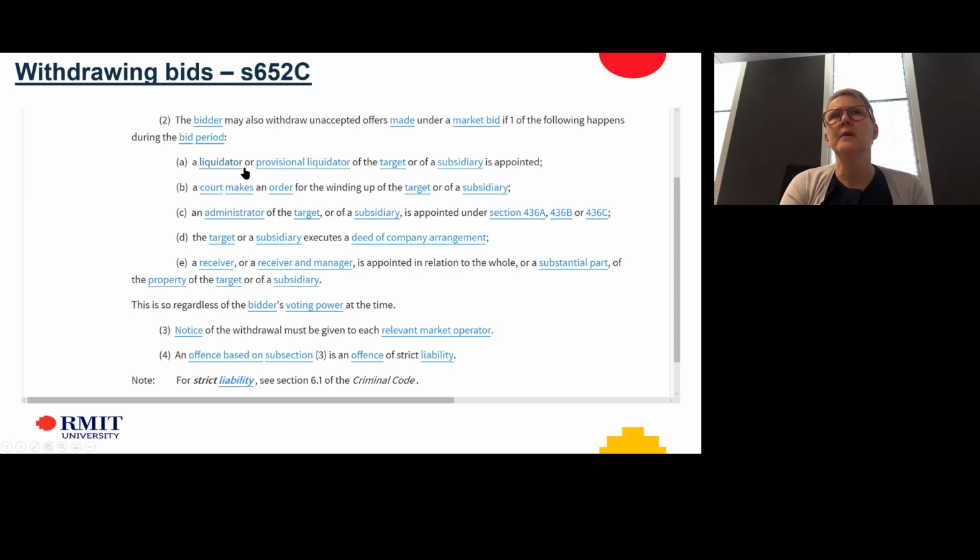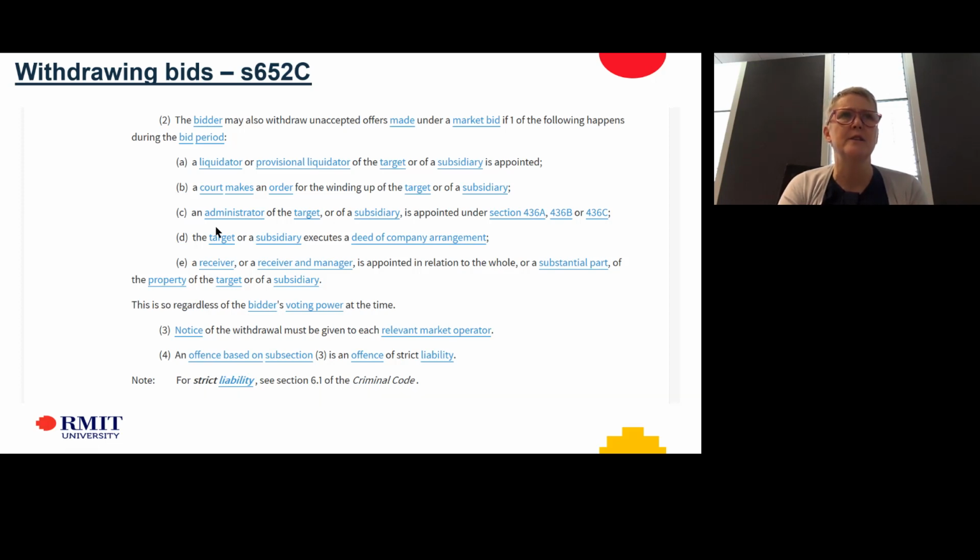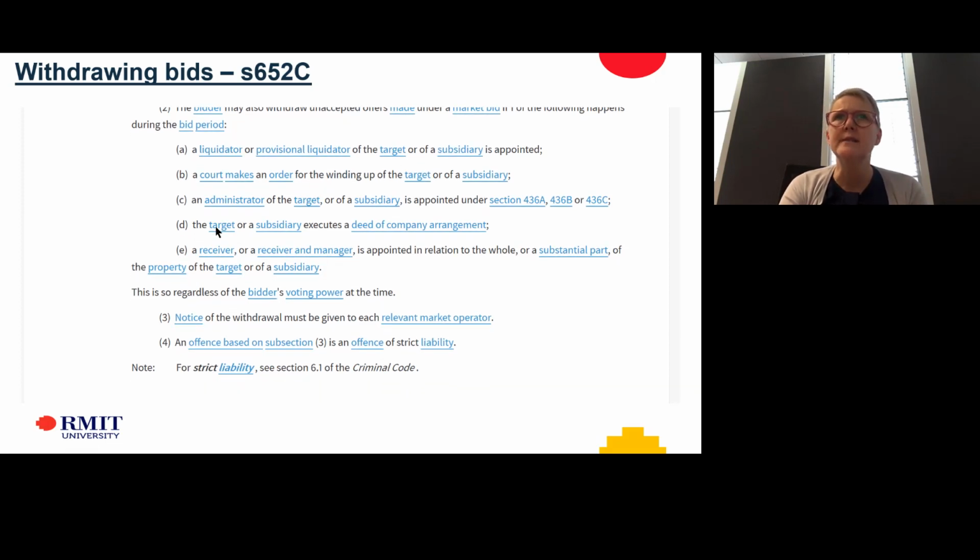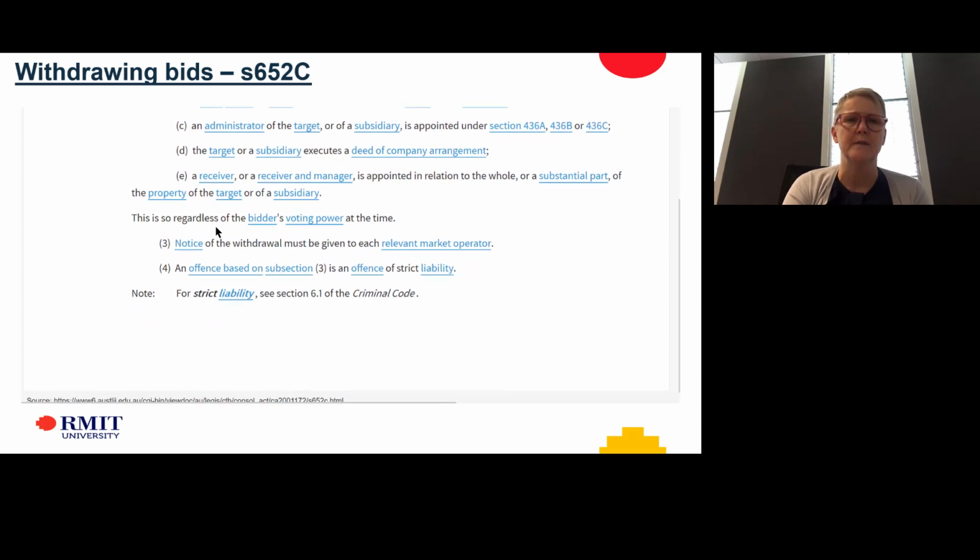Then also, a liquidator is appointed, a court makes an order to wind up the target, an administrator is appointed to the target or a subsidiary, a receiver is appointed, those kinds of things.